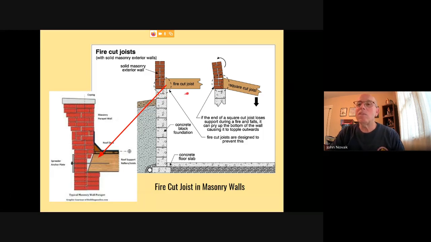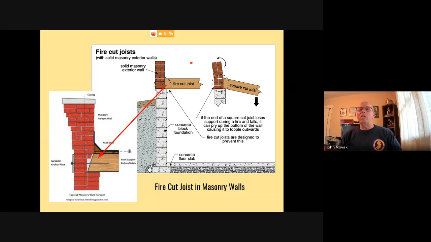So you can see this picture here. There's no fire cut in this joist. It's square. So if it's in the wall square, it collapses. It's basically a giant lever which can knock this bearing wall over. So with the fire cut, the way it's set into the wall, it's only resting on the bearing wall here. It comes up at an angle. The floor joist collapses. It falls out. The wall remains standing. So that's called a fire cut.